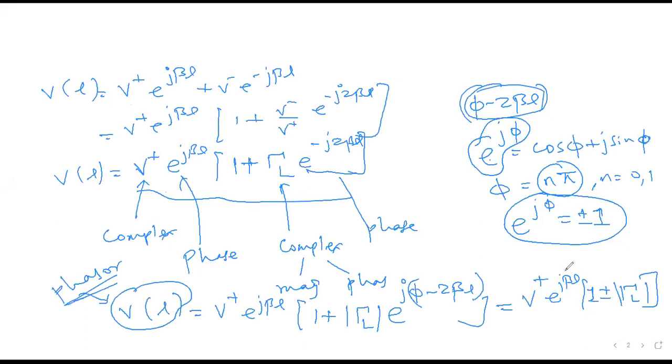From your previous expression, it will be V plus. I can also include this in the phase, so I can skip it. So if I want Vmax, what will I get? My Vmax will be V plus times 1 plus mod of gamma L, right? Similarly, when I say Vmin, my Vmin will be V plus times 1 minus mod of gamma L, right? Are you getting this?